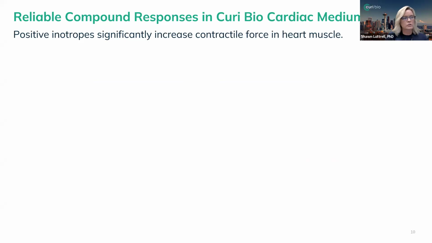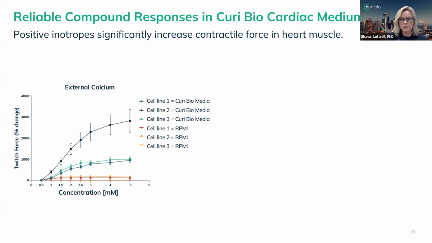Next, we wanted to look at some compound responses. And one of the intrinsic functions of cardiomyocytes is they produce a positive force frequency response to increasing levels of external calcium. So we tested contractile response to various levels of external calcium concentrations and recorded that. We recorded that on the Mantarray.